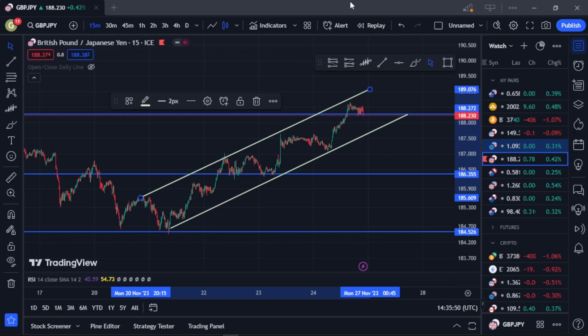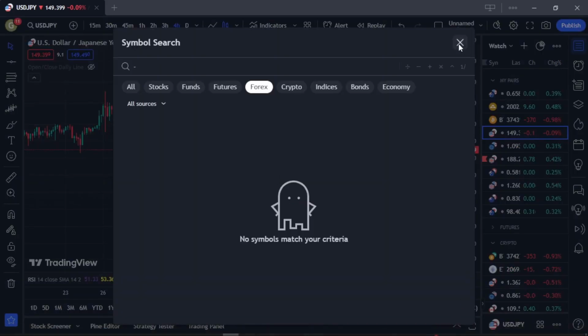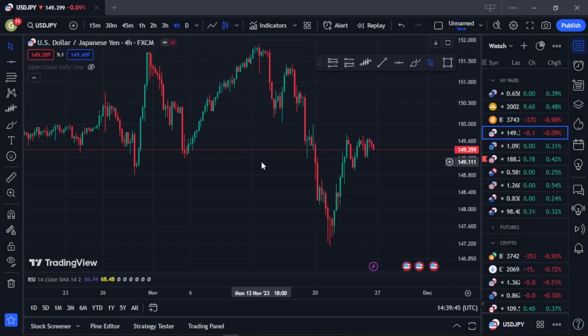Now let's look at another pair where we can draw this sort of stuff as well. So hello guys, now let's see how we can get our tradable options when drawing support and resistance levels. For this one, you can see we are in the USD JPY, which is the US dollar and Japanese yen. Let me show you how I can get a tradable spot in this particular market.